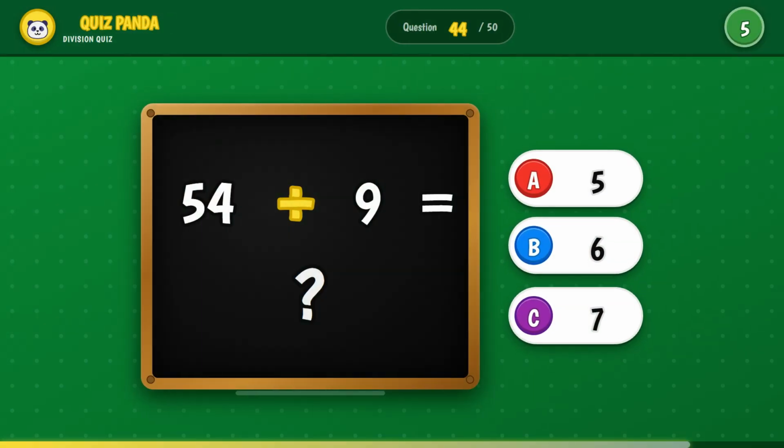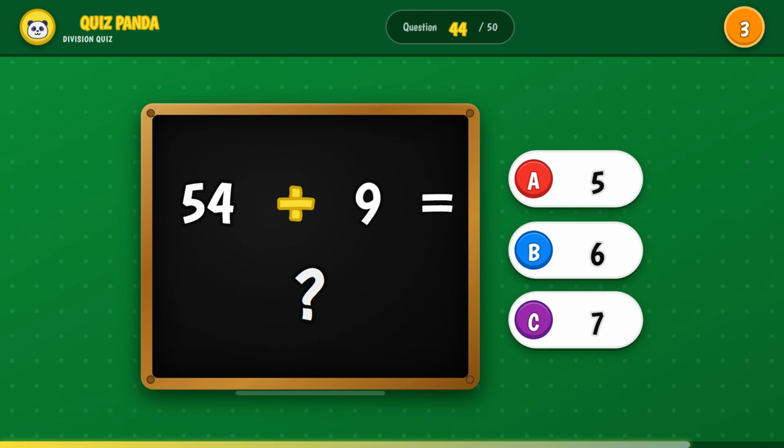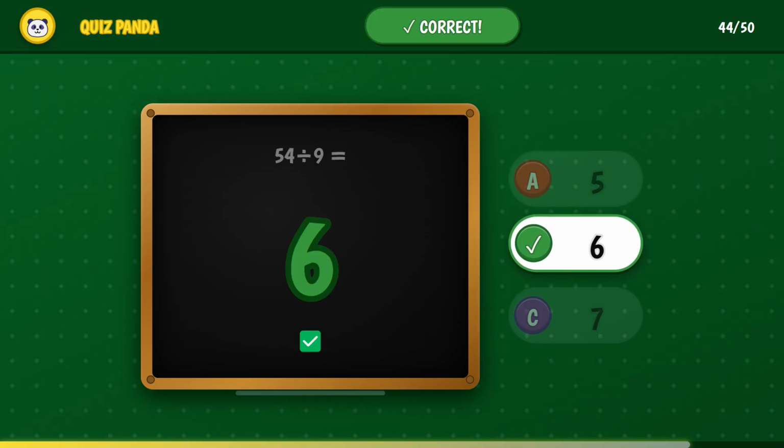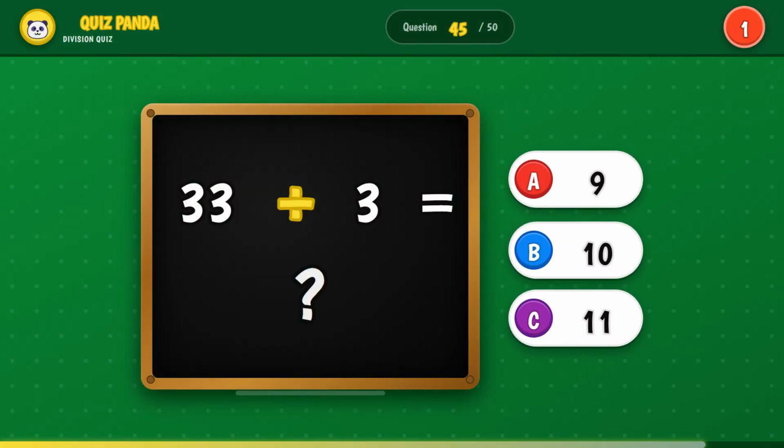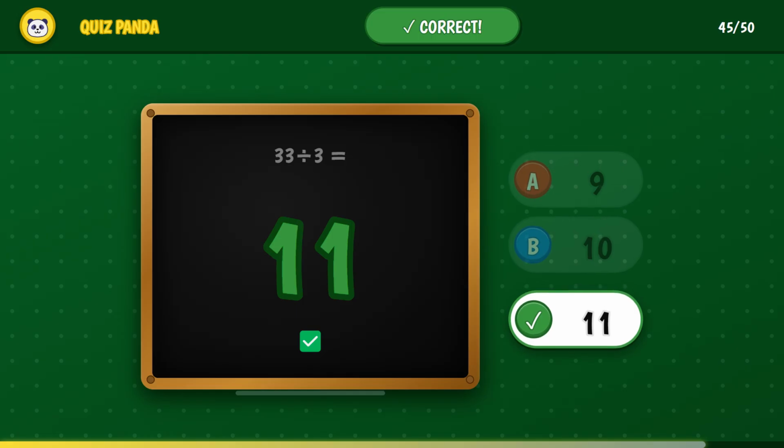Number 44. 54 divided by 9 equals? The correct answer is B, 6. Question 45. 33 divided by 3. What's the answer? The correct answer is C, 11.